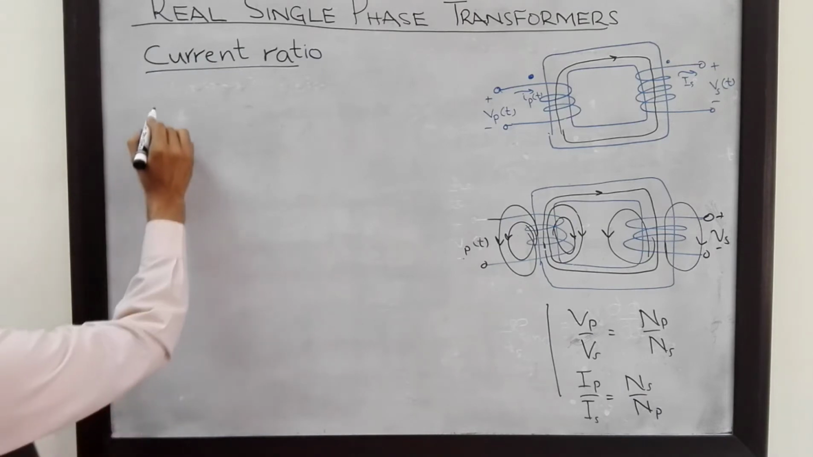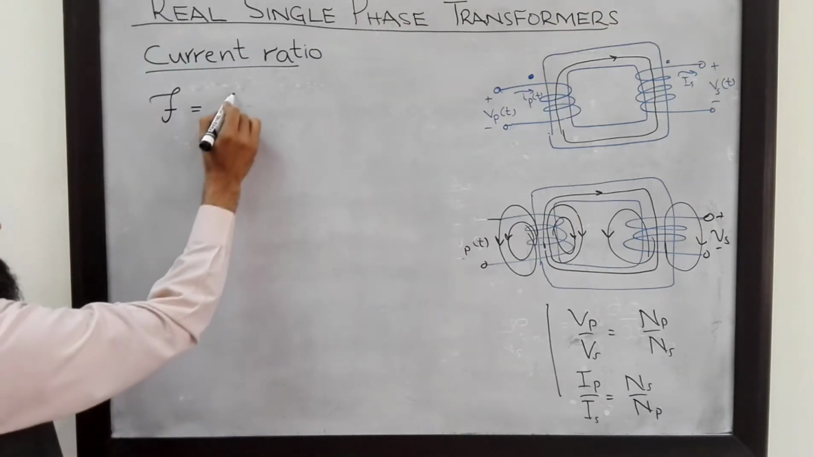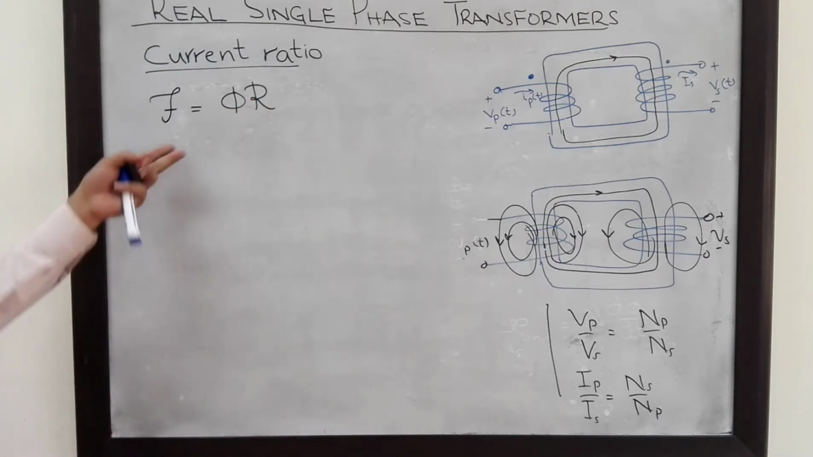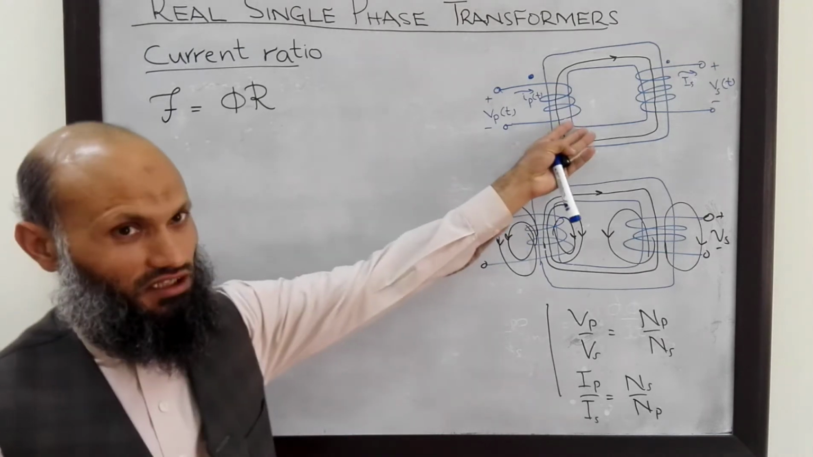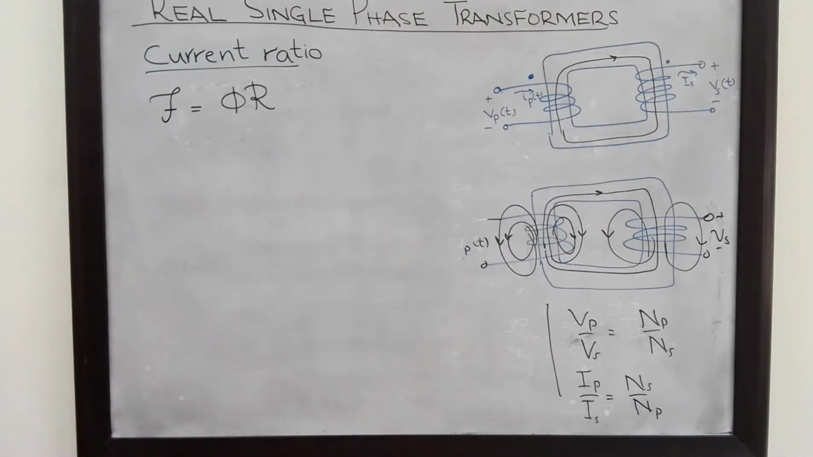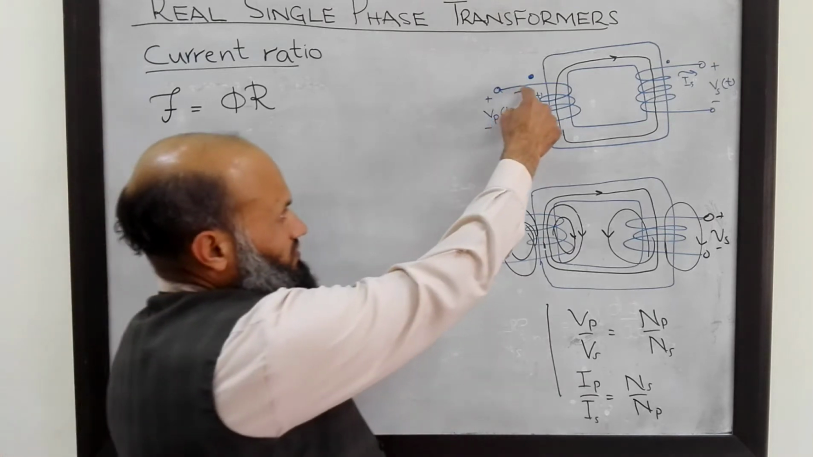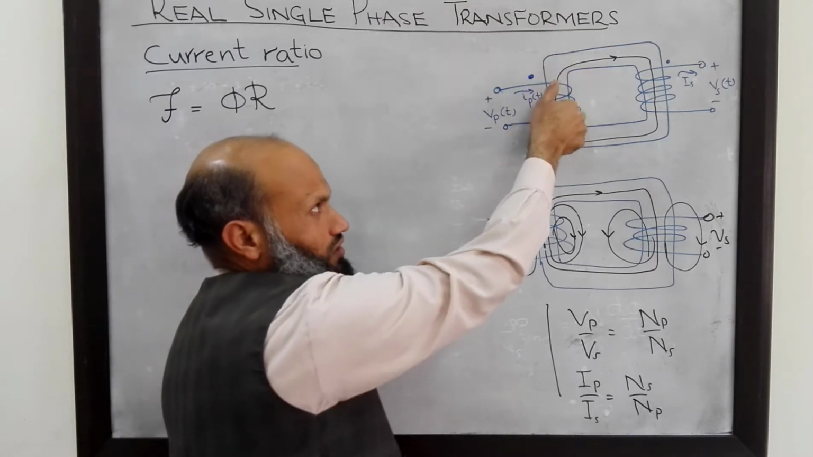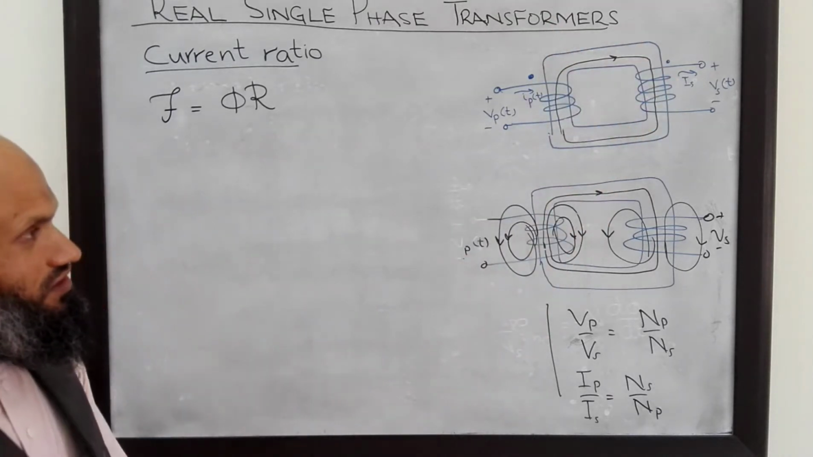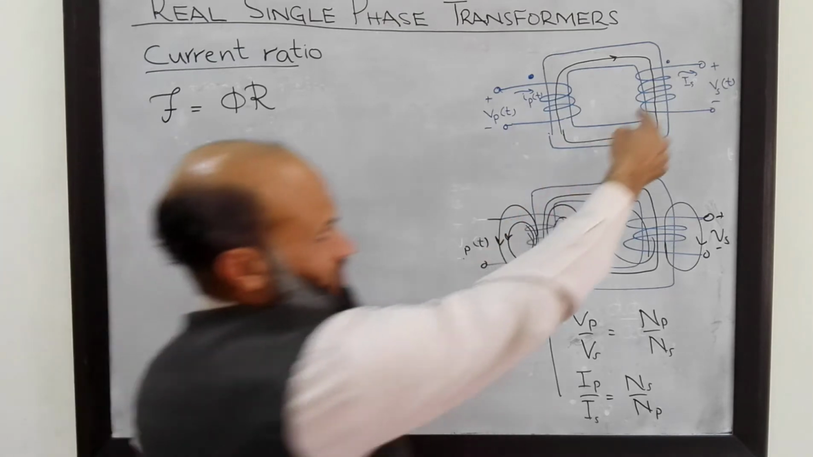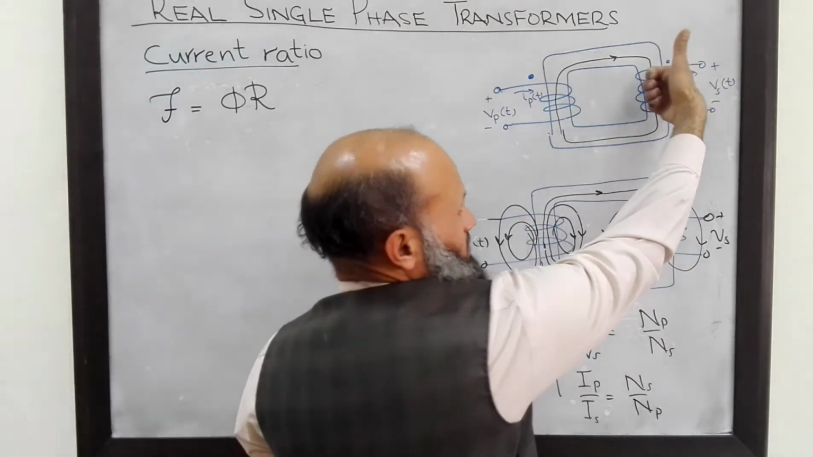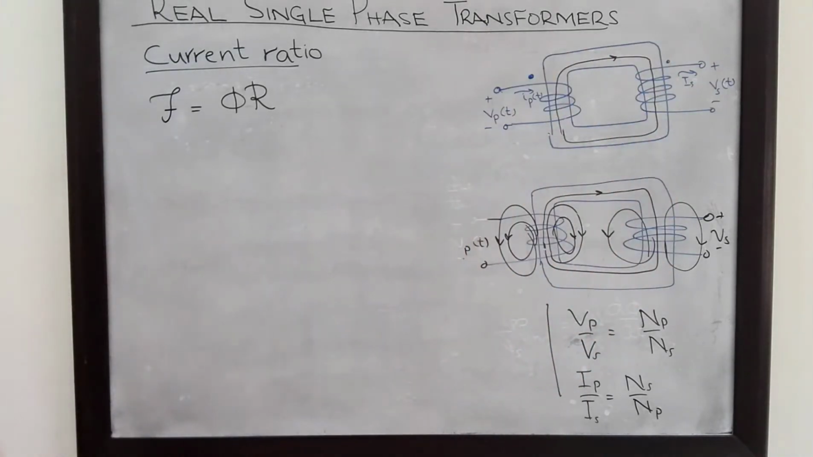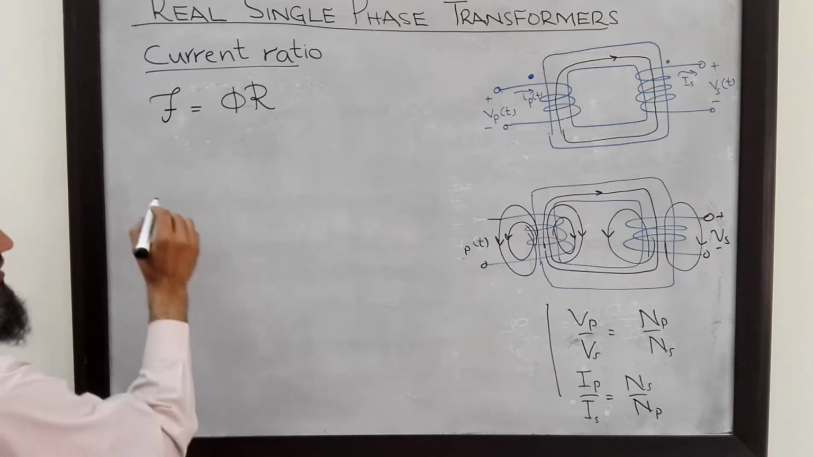We know that MMF is equal to flux multiplied by reluctance. We have already studied this expression. For this ideal transformer, there are two sources of MMF. One source is this one, which causes the flux to flow in this clockwise direction. There is another source of MMF. If current flows in the secondary winding, then this current will produce an MMF which will cause the flux to flow in the opposite direction. So there are two sources of MMF.